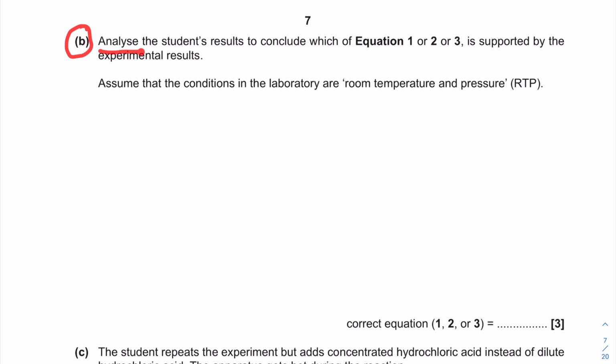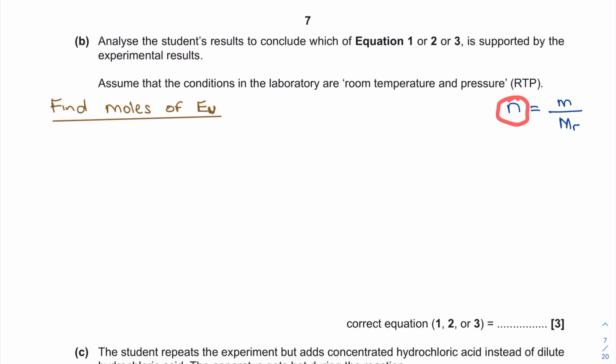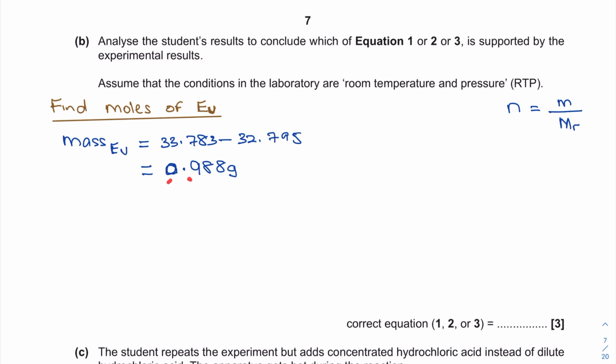Part B. Analyze the student's result to conclude which of equation 1, 2, or 3 is supported by the experimental results. Assume that the conditions in the laboratory are room temperature and pressure, RTP. We want to try and find the stoichiometric mole ratio, and from that we can say which one is correct. The first thing we can do is to find the mole of europium, using mass weighed over relative molecular mass. The mass of europium collected, which we work out as the difference of the masses weighed, is 0.988 grams.